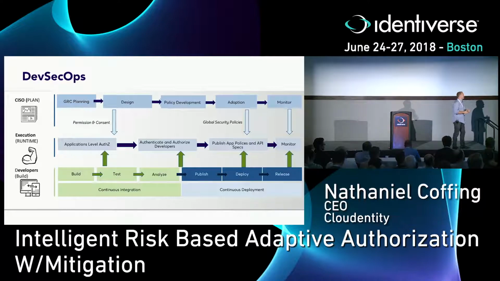It looks like this, right, where I've got all the GRC planning, et cetera, happening at the top, pushing down permission consent policies into the application level authorization. I've got build, test, analyze on the bottom. I'm testing out those fine-grained entitlements, coarse-grained entitlements as part of my build process.